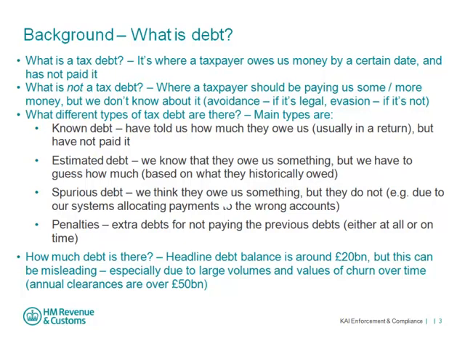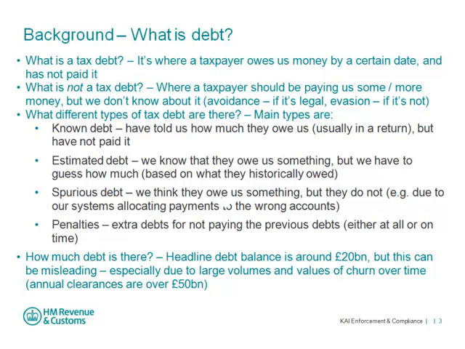Now, within what actually is tax debt, there are several different types of debt within that. First, there's known debt, which is where the debtor has told us how much they owe us, usually by sending in a return, but hasn't actually paid it. There's estimated debt, where we know they should owe us something, but we don't really know how much, so we have to estimate it, usually based on what they've paid us in the past.